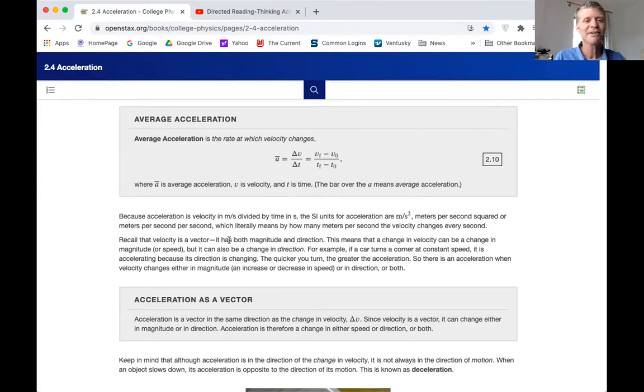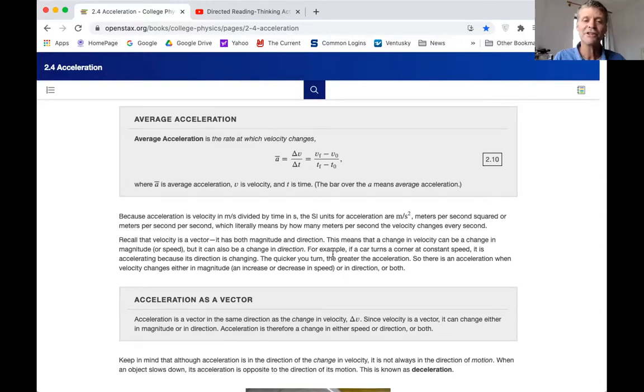Recall that velocity is a vector. It has both magnitude and direction. This means that the change in velocity can be a change in magnitude or speed, but it can also be a change in direction. For example, if a car turns a corner at a constant speed, it is accelerating because the direction is changing. Okay, that's an important idea. I'm moving with the same speed, but my direction is changing. So that's acceleration.